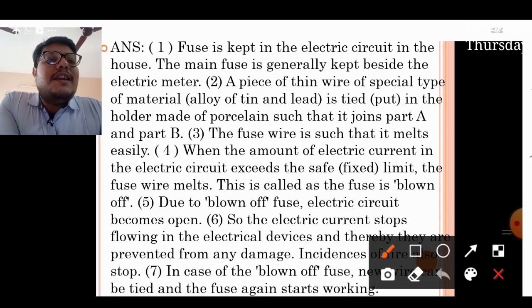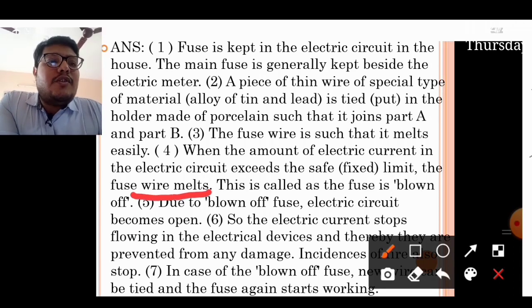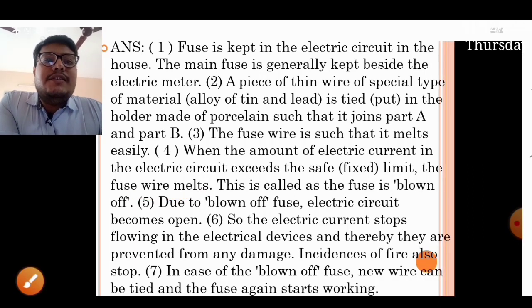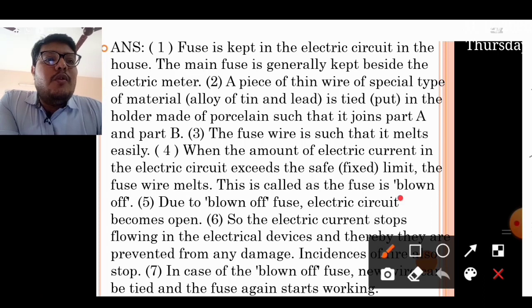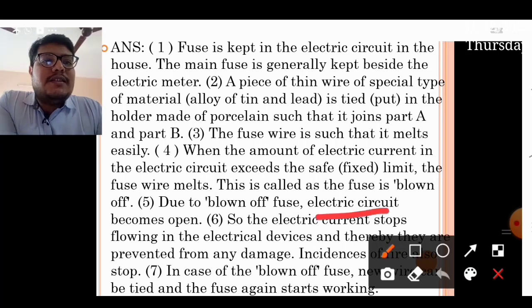When the amount of electric current in the circuit exceeds the limit, the wire in the fuse will melt. This is called the fuse being blown off, right? When the wire melts, that condition is known as blown off. Due to the blown fuse, the electric circuit becomes open.